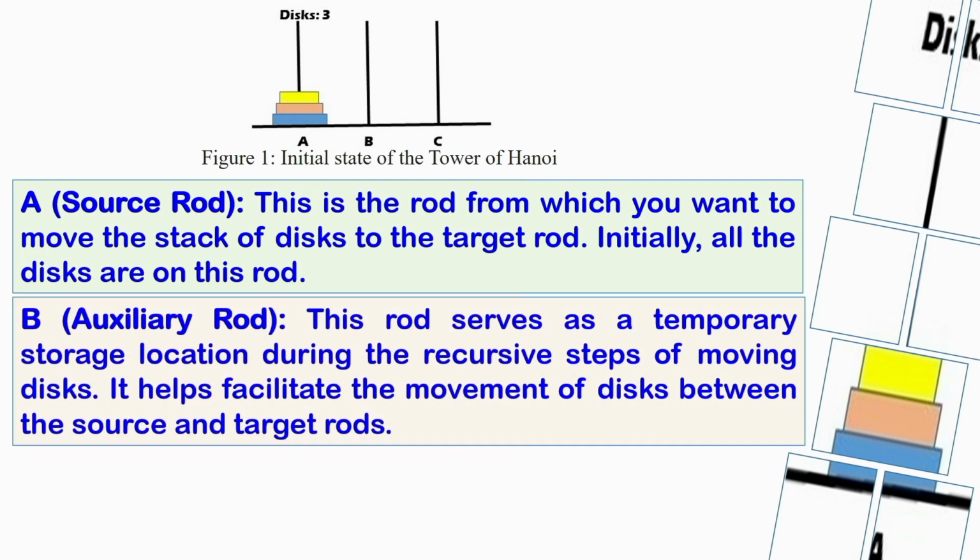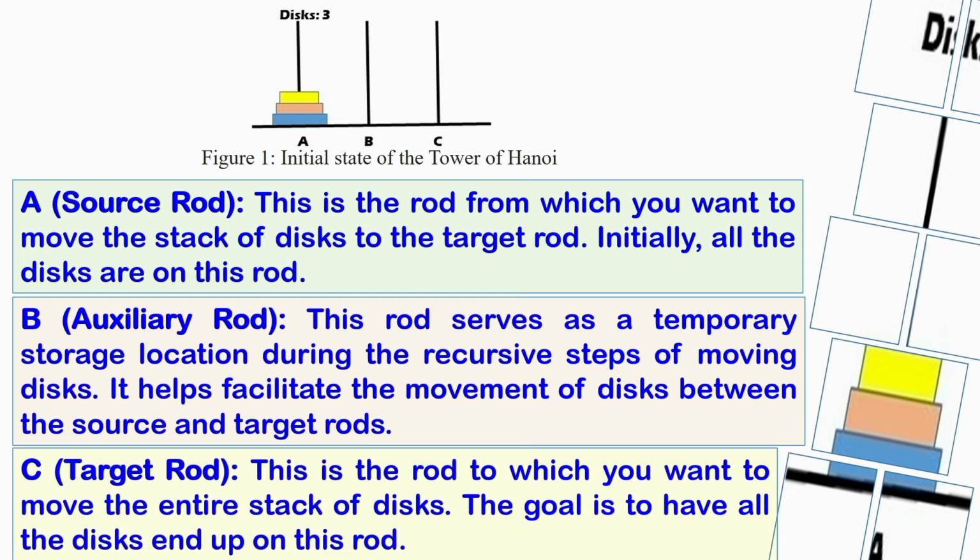Rod B is called the auxiliary rod. This rod serves as a temporary storage location during the recursive steps of moving disks. It helps facilitate the movement of disks between the source and target rods. Rod C is called the target rod. This is the rod to which you want to move the entire stack of disks. The goal is to have all the disks end up on this rod.